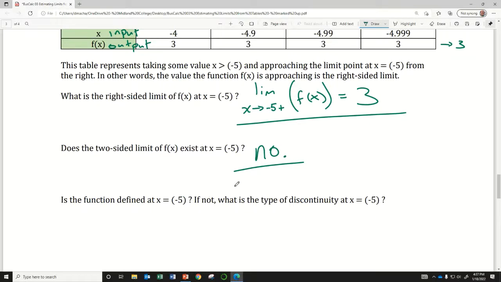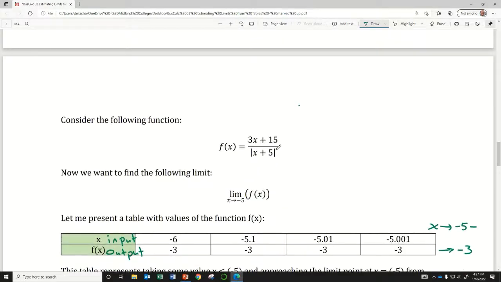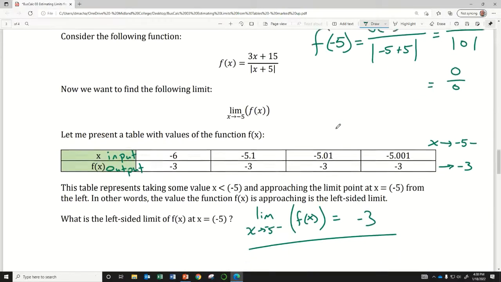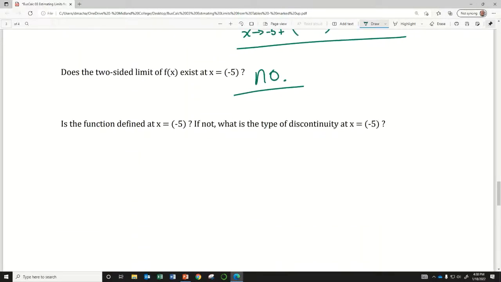Is the function defined at x equals negative 5? Well, we can try it. We can go back to my original function and try what is f when x is equal to negative 5. This would be 3 times negative 5 plus 15 in the numerator, and then in the denominator I have absolute value of negative 5 plus 5. And so this is going to be negative 15 plus 15 over absolute value of 0, or in other words, 0 over 0. And 0 over 0 is not a real number, and so I say my function is not defined here. If not, what is the type of discontinuity?